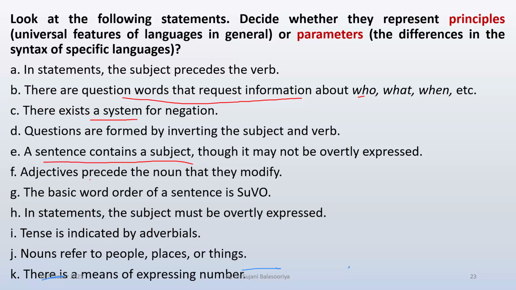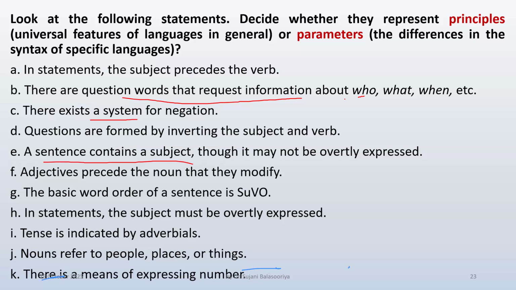And G: the basic word order of a sentence is subject, verb, object. S means subject. It is SVO. What do you think about G? Parameter. All the time we don't find the SVO pattern. SVO we find in English. In Sinhala, what do we have? SOV. What about Tamil? Same, SOV, just like Sinhala. But in English, we have SVO. So G is a parameter.